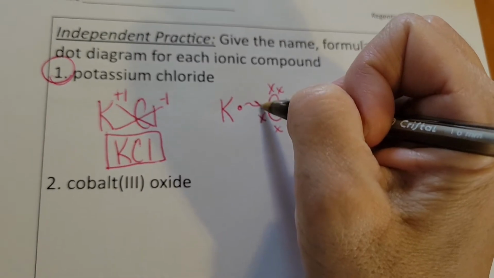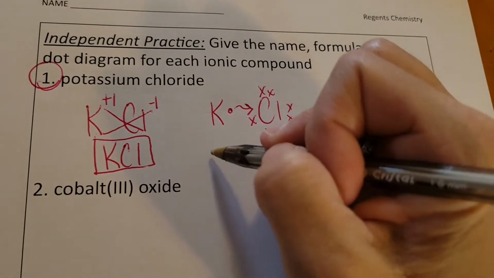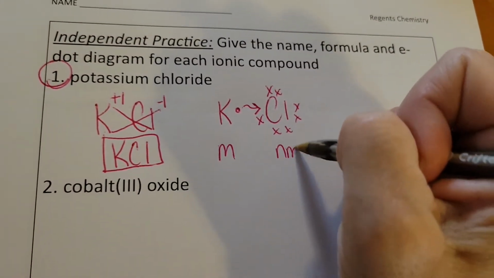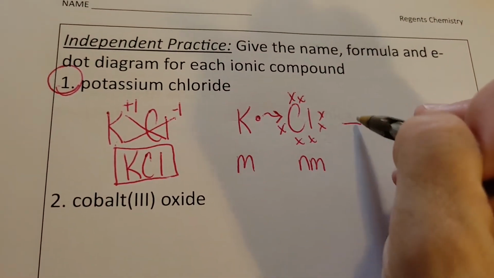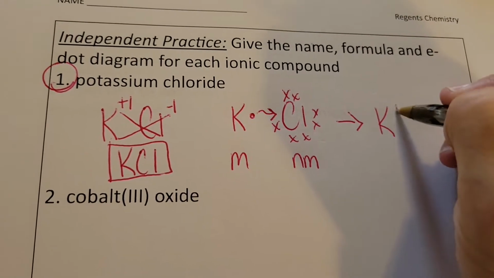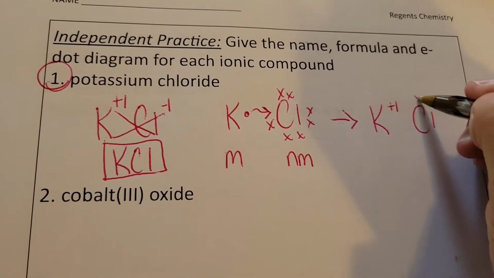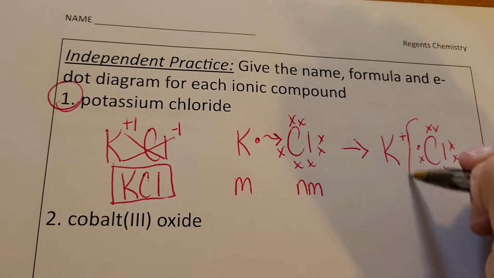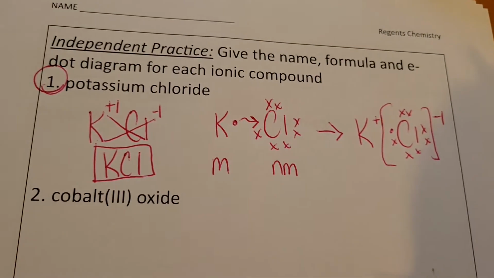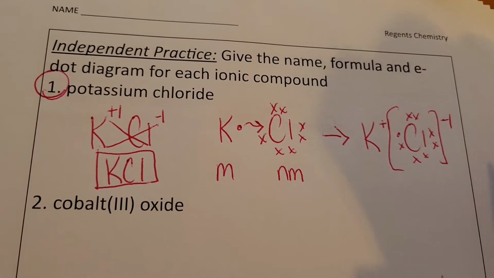So potassium is going to give 1 electron to the chlorine. Potassium is your metal. Chlorine is your nonmetal. So now we can see where this formula comes from. We have K, it lost 1, so it's a +1. We have Cl that had 7 of its own, and the 1 that it gained. So chlorine has a -1 charge. So KCl is our formula.